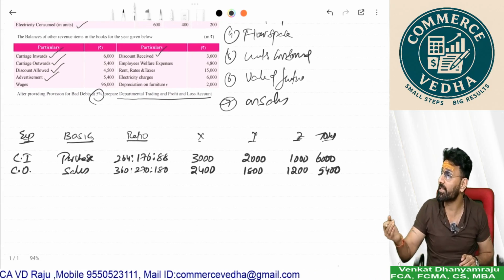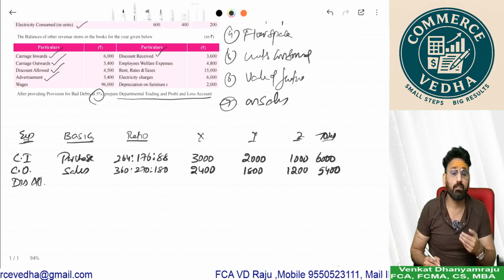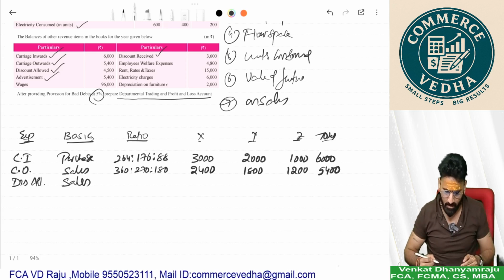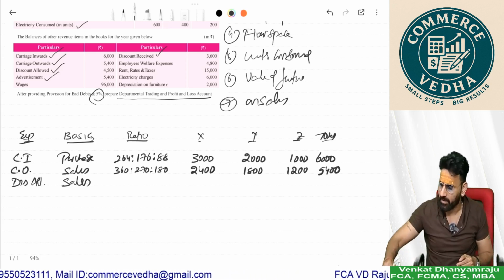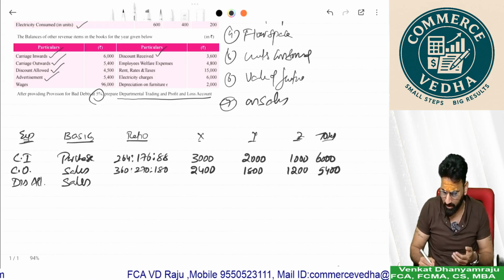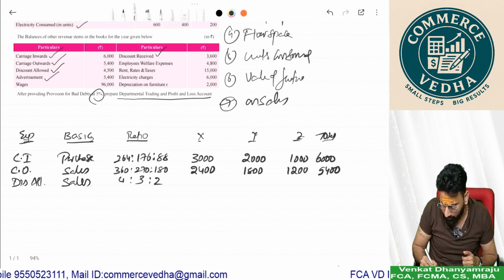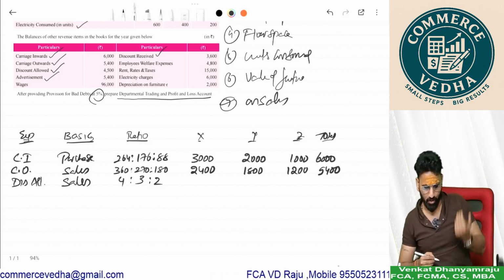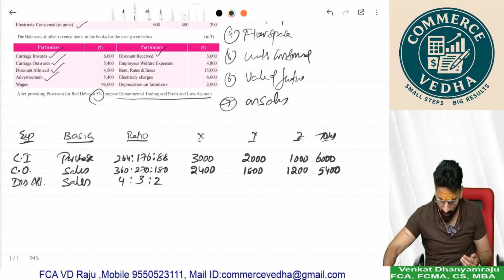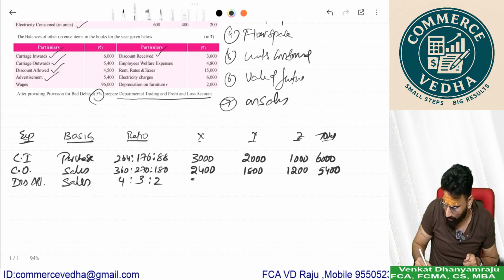Now comes your third expenditure, discount allowed. If we allow discount on sales, it should be on sales. What is the sales ratio? The same, 360, 270, 180, which is 4 is to 3 is to 2. You can use the same: 4 plus 3 is 7, 7 plus 2 is 9. So 4 by 9, the total is 4,500, so 4,500 by 9 into 4 is 2,000.